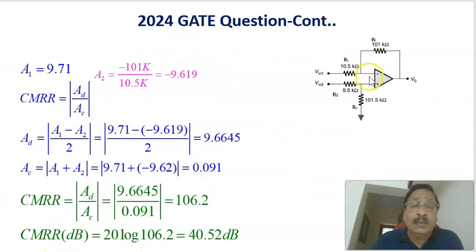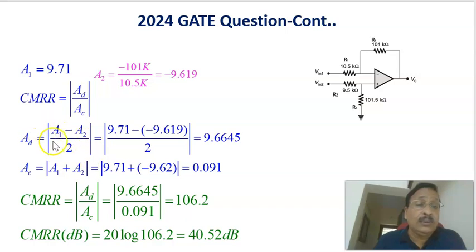Now, continuing the same problem to find the CMRR, common mode rejection ratio. A1 we got as 9.71, A2 we got as minus 9.619. Now the common mode rejection ratio is given by differential gain divided by common mode gain, AD by AC, where differential gain is given by modulus of A1 minus A2 divided by 2, and common mode gain is given by modulus of A1 plus A2.